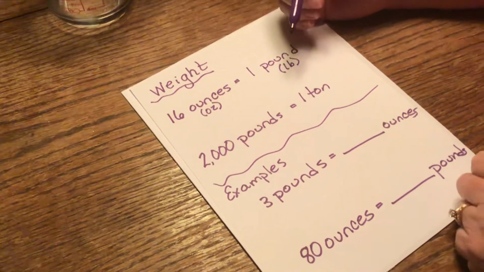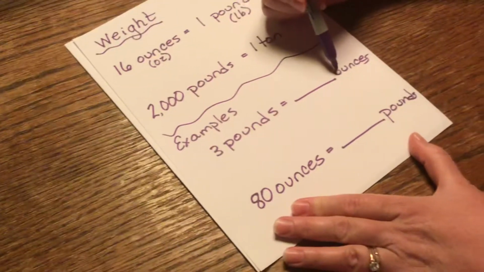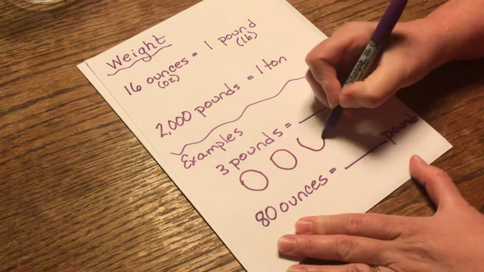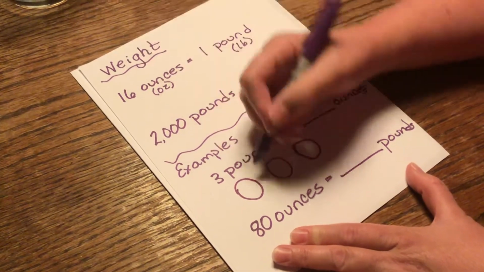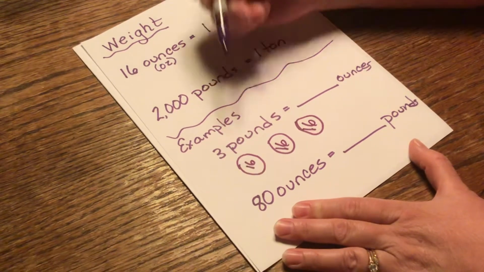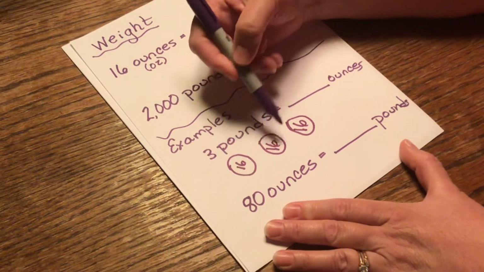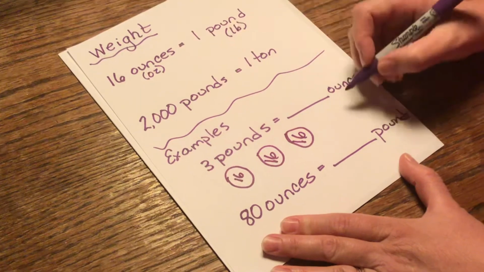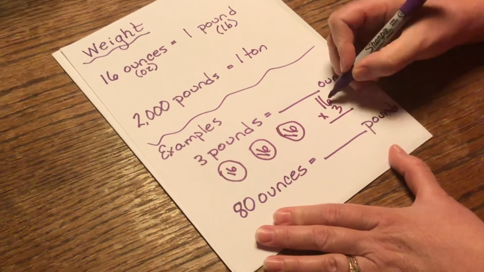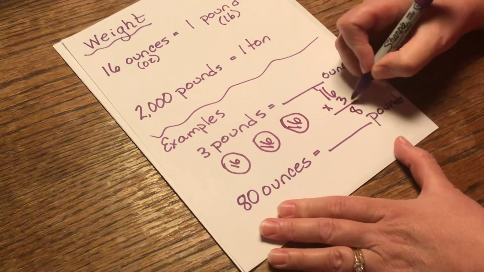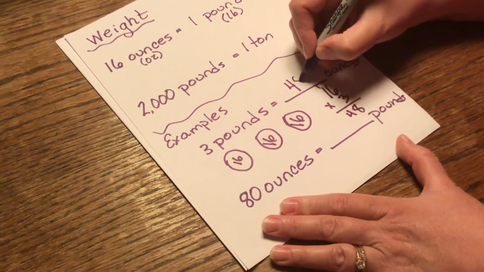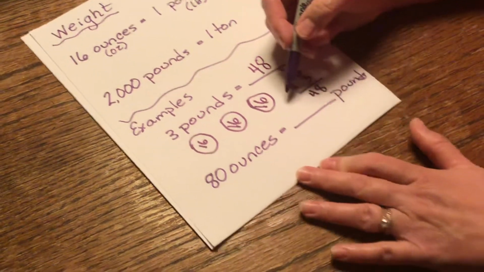So if I wanted to do a conversion, if I had 3 pounds, I'm going to say each one of these circles is a pound. And each pound is 16 ounces. I could either add 16 plus 16 plus 16, or I could do 16 times 3. 6 times 3 is 18. 3 times 1 is 3, plus 1 is 4, and that would be 48 ounces.